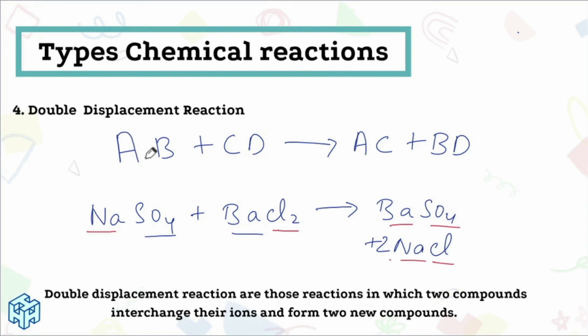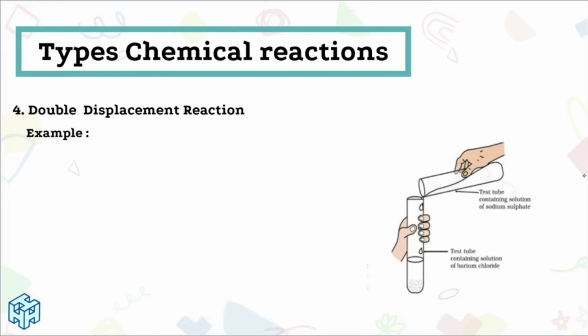For example, where elements A, B are together and C, D are together, they break the bond. A will join C. For example, here we can observe that sodium joins chloride and barium joins sulfate. A double displacement reaction.